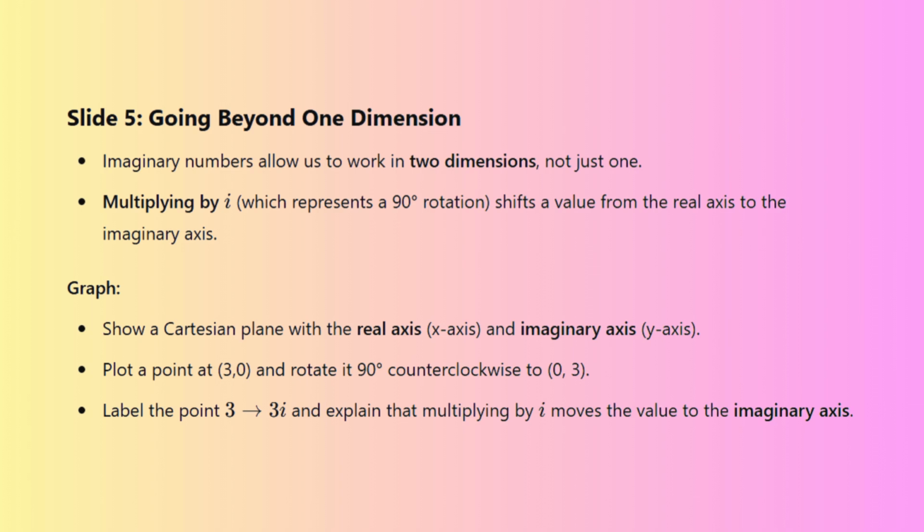When we multiply a number by i, we rotate that value by 90 degrees onto the imaginary axis. Think of the number line as a flat plane. Real numbers sit along the horizontal axis, and imaginary numbers sit along the vertical axis. This allows us to represent both types of numbers together in what we call the complex plane.